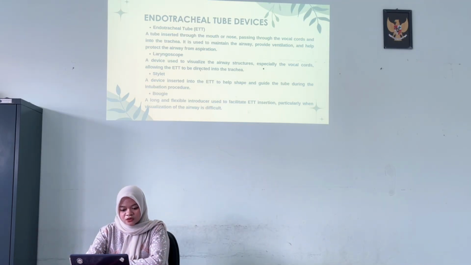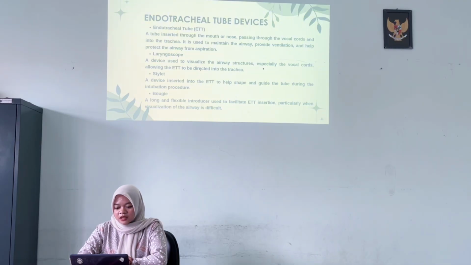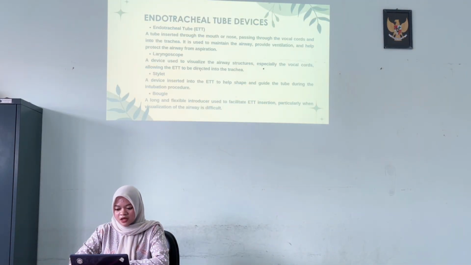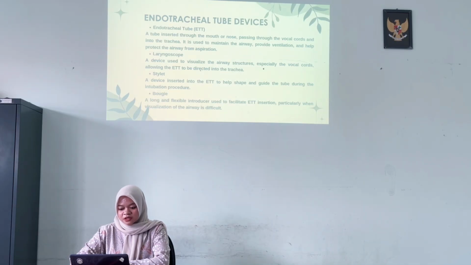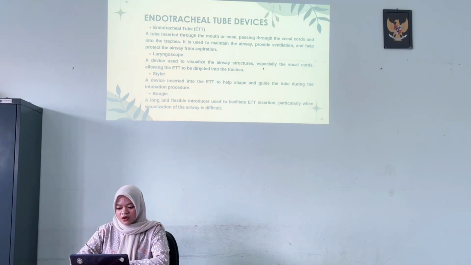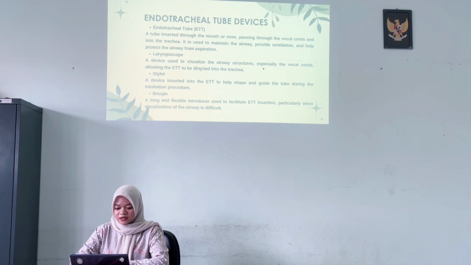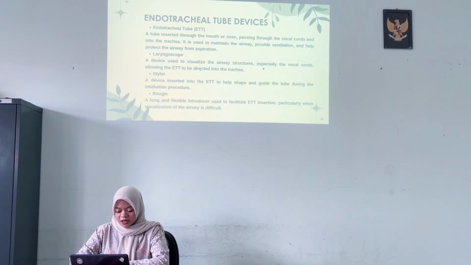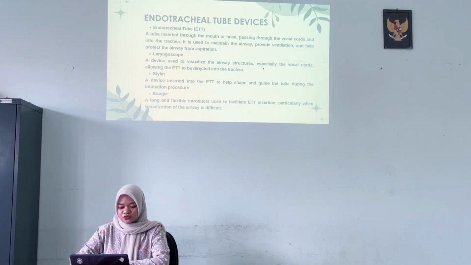Next is the laryngoscope. It is a device used to visualize the airway structure, especially the vocal cords, so we can guide the ETT smoothly into the trachea. Third is the stylet. The stylet is inserted inside the ETT, the tracheal tube, to give it shape and help stiffen the tube during the intubation procedure.